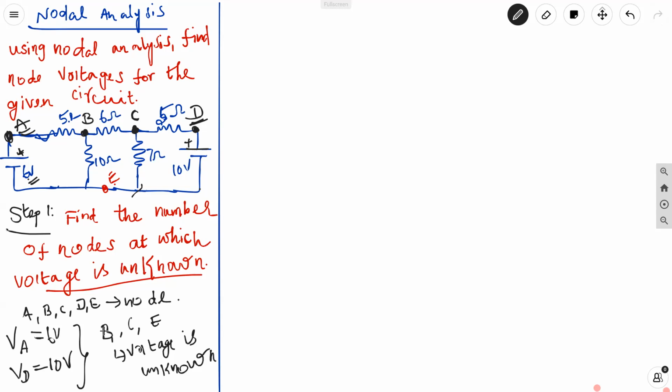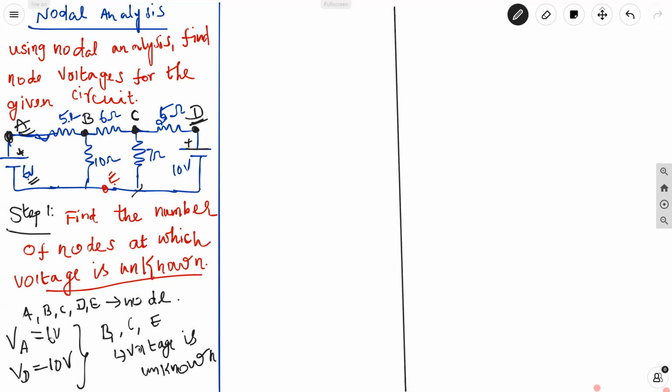Right? So I'm repeating again, in mesh analysis you can easily get the number of meshes, but for nodal analysis you need to be very careful while choosing the unknown nodes. Sometimes they directly specify, sometimes they won't specify. You need to find perfectly the unknown voltages, the unknown nodes at which the voltage is to be found.